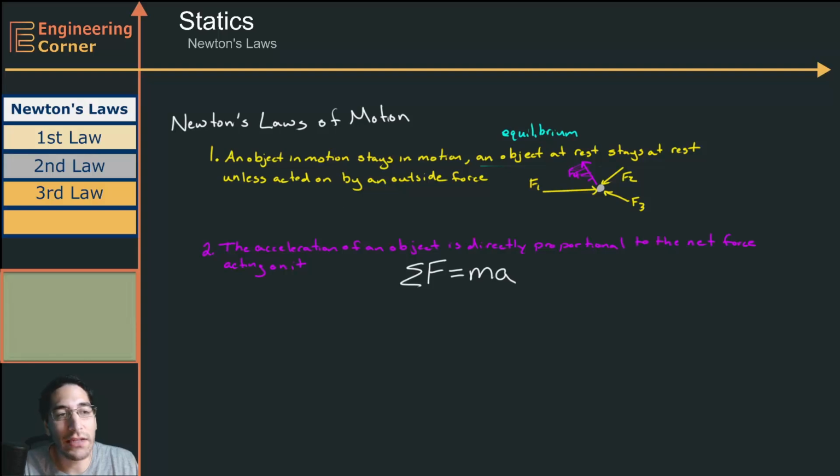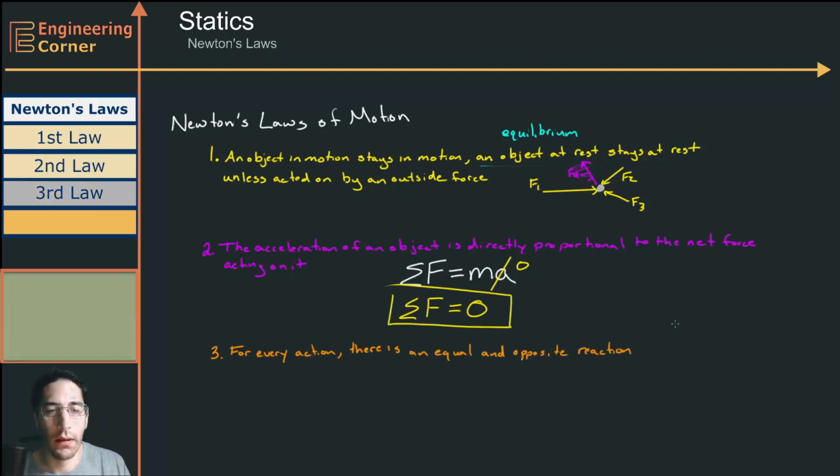Now, in statics, we have a special case of this. Because we're in equilibrium, we will have no acceleration. So for us, when we're in statics, one of the most important equations that we have is the sum of our forces is equal to zero. So in statics, everything's equal to zero.